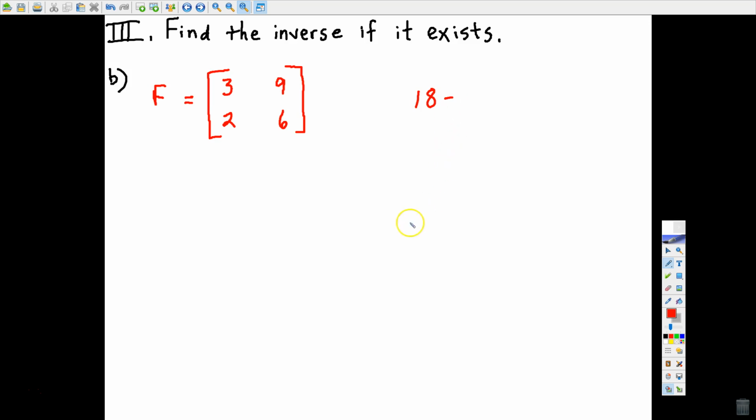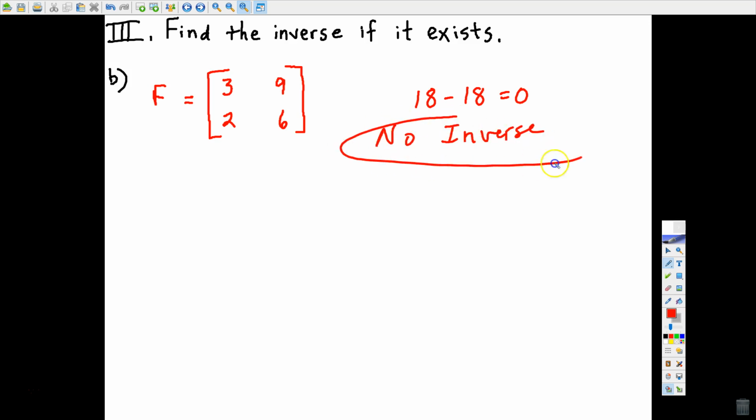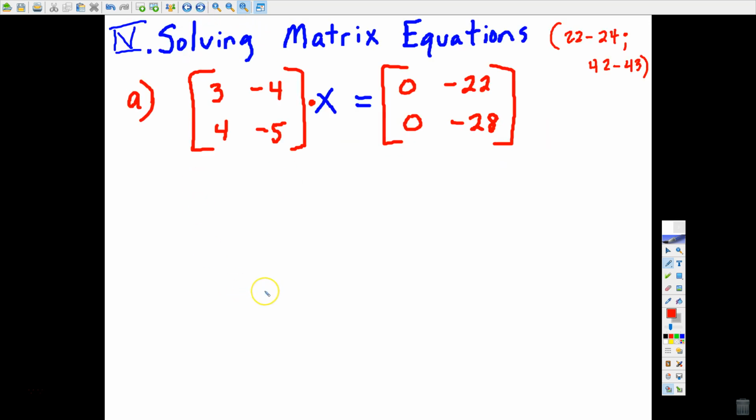Okay. So, is there an inverse? No. Can't divide by 0. If this were a homework problem, it'd be very nice. You would just say no inverse and move on. If the determinant is 0, there is no inverse. Questions? All right, we're building.